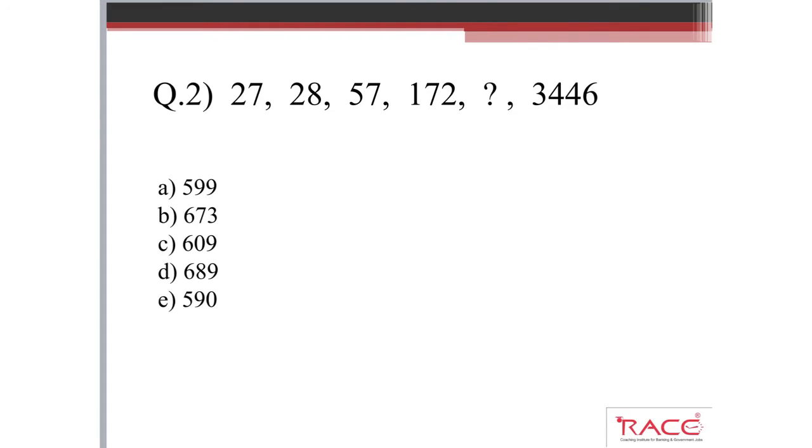Okay, so we can try multiple multiplication factors here. So here we can see from 27 to 28, it can be like 27 into 1 plus 1. From 28 to 57, again into 2 plus 1. Here it will be into 3 plus 1. So it will be into 4 plus 1. You can see here we have a series.